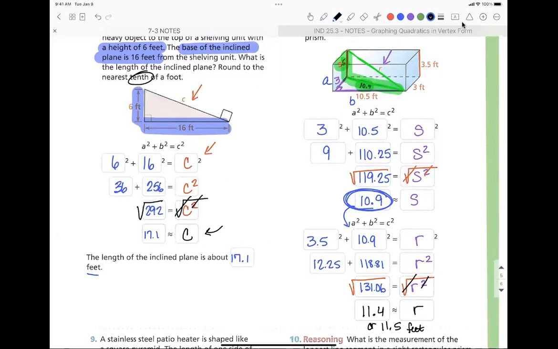The actual book says 11.5. Point what? 0.448. So it still should round to 11.4. Yours does? Let me see when I put it in my calculator. All right. Let me look at this.